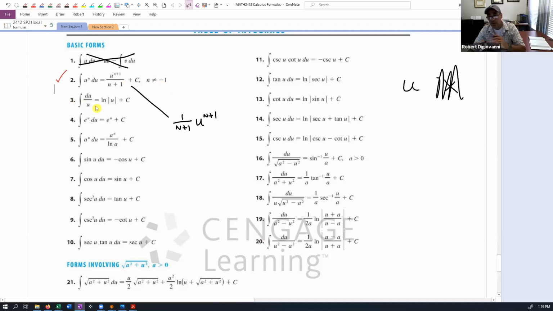So why do they use u instead of x? Because of what's coming. We're going to be doing substitutions later. So we want the formulas to be more general, where the thing that's being raised to the n could be anything. It doesn't have to just be x.